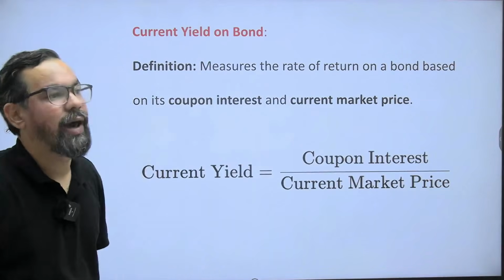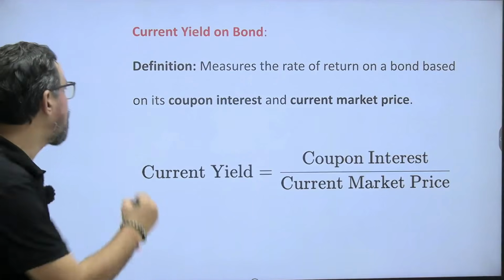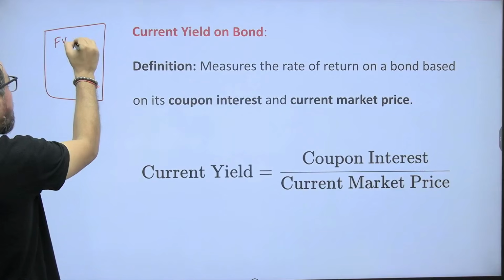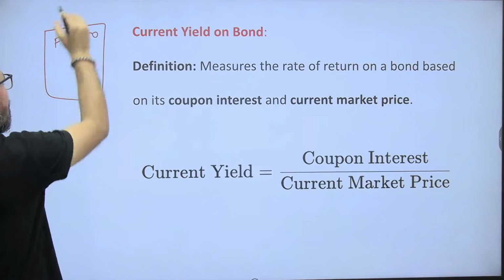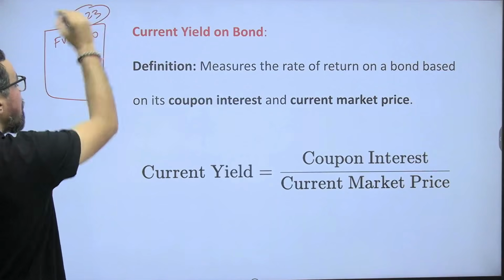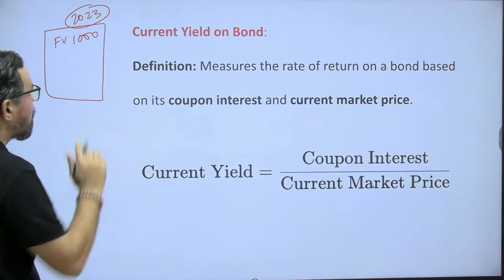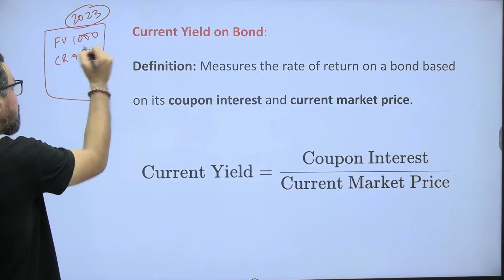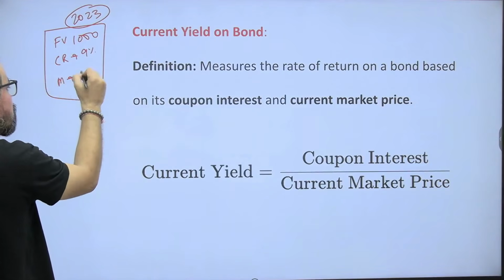So what is current yield? Let's say there is a bond whose face value is 1000. It got launched in, let's say, 2023. So in 2023 this bond got listed on the stock exchange. The coupon rate is supposed to be 9%, and the maturity is supposed to be 10 years.